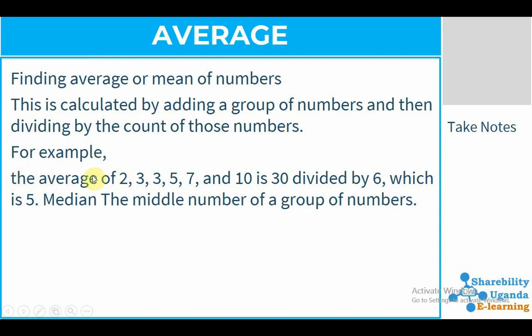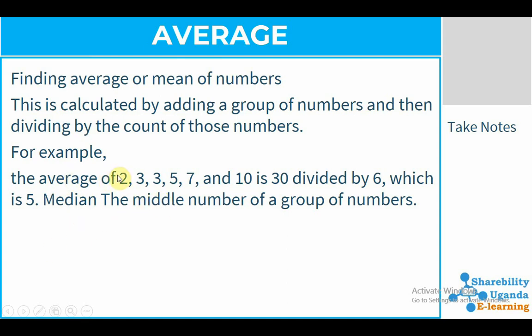They are saying the average of 2, 3, 5, 7, and 10 is 30 divided by 6, which is 5. So the median, the middle number of the group of numbers. That means when they say find the mean, they mean average. So the answer you get is the mean of that group of numbers.